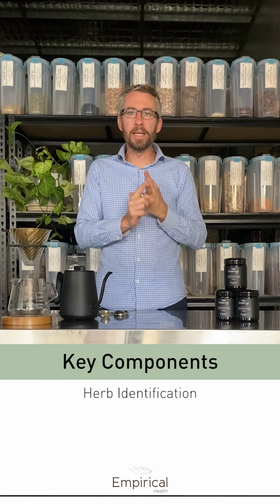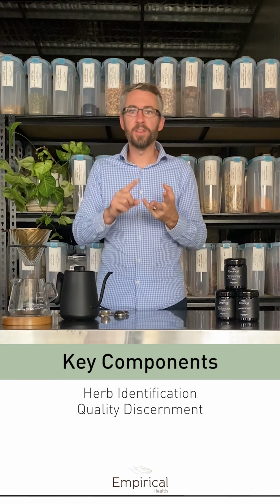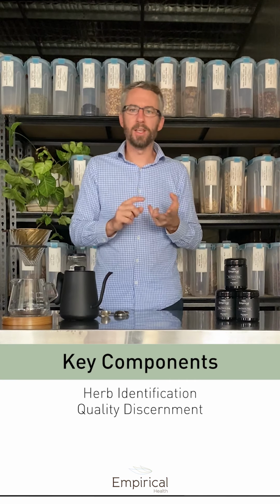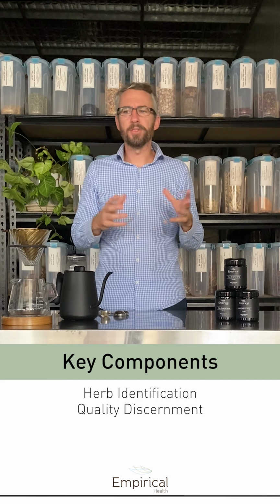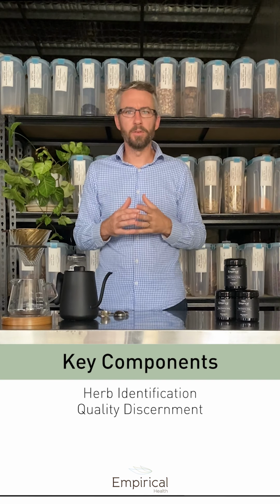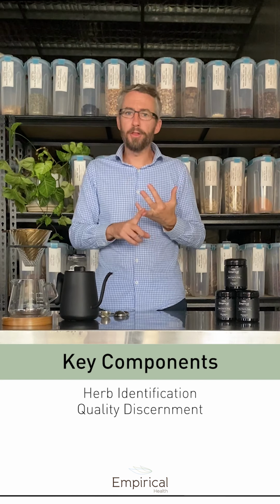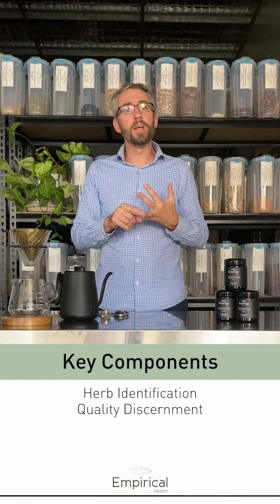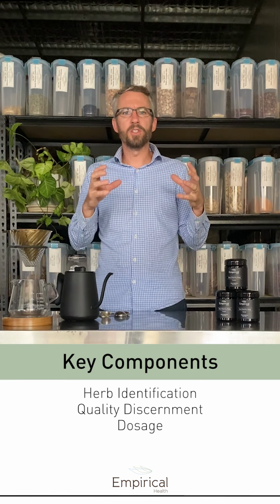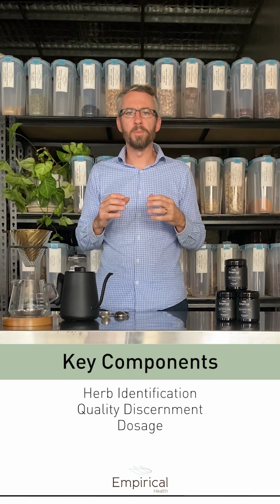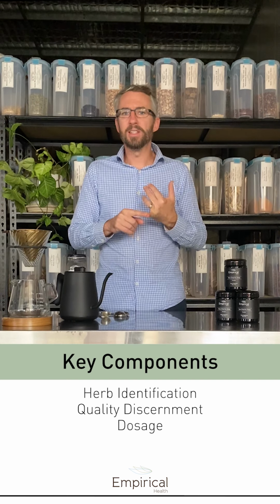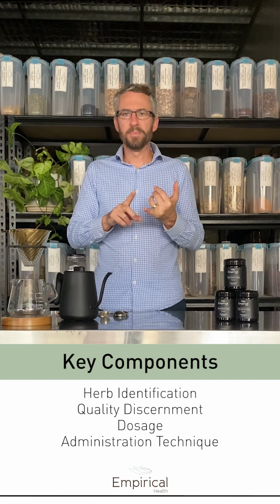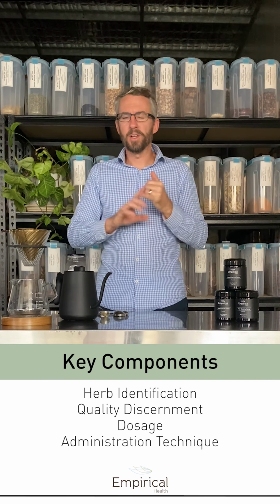The second thing is quality discernment. So this is the quality of that particular herb. Quality can range from anything from wildcrafted herbs all the way to conventionally grown stuff. The third thing is dosage. So a dosage is the amount of herbs in a particular formula, so the ratio of those herbs in the particular formula. And the fourth thing is administration technique. Administration technique is what we're going to kind of focus on.